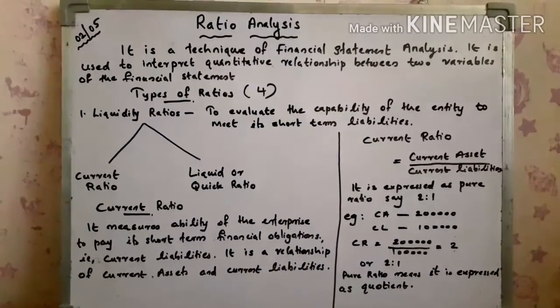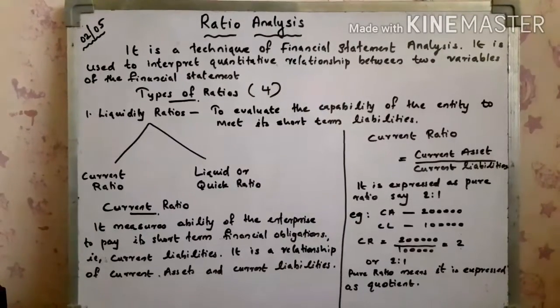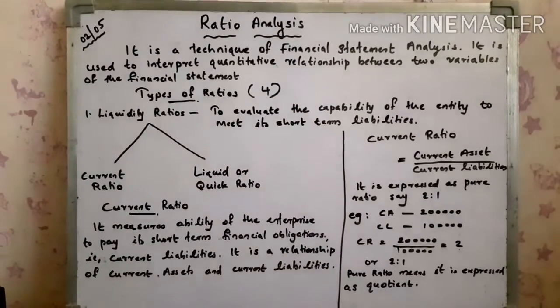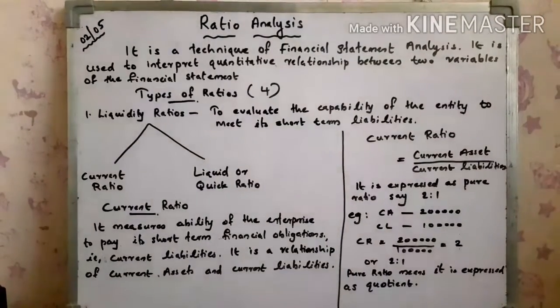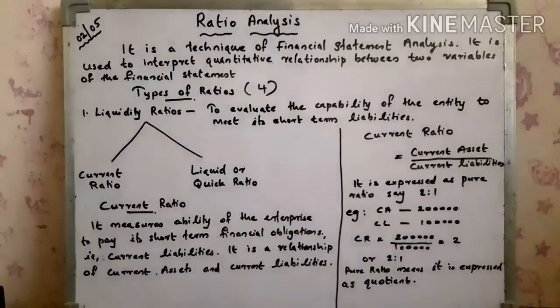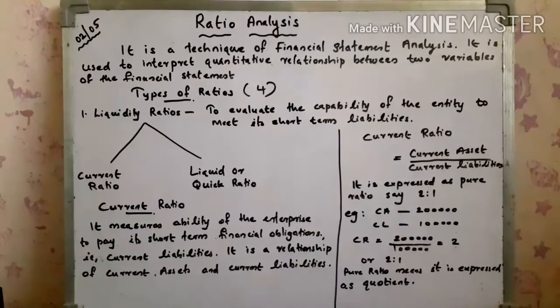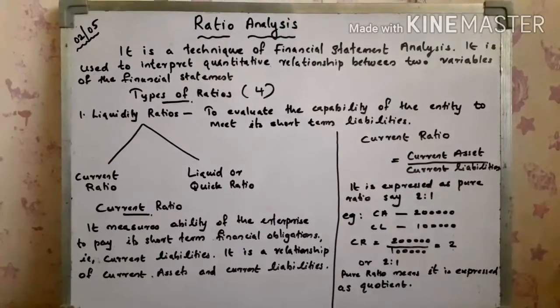Then, different types of ratios. Four types of ratios are there. First one is liquidity ratio, second one is solvency ratio, third one is activity ratio or turnover ratio, and fourth one is profitability ratio. So the first ratio is liquidity ratio. Then what is liquidity ratio?